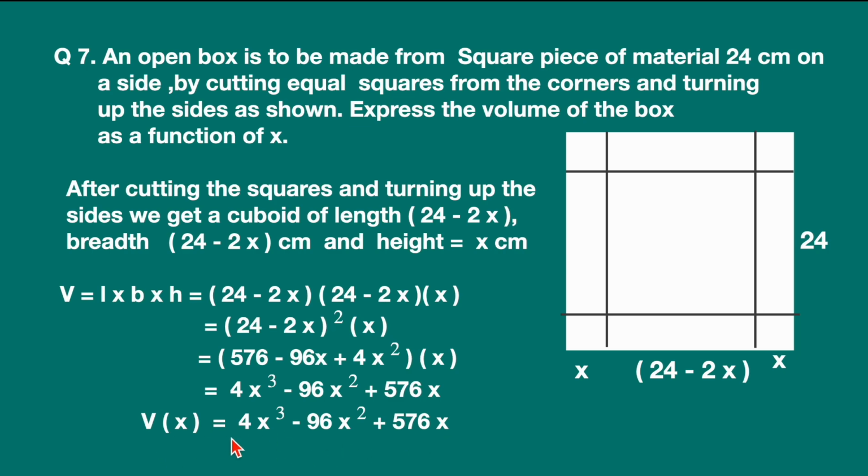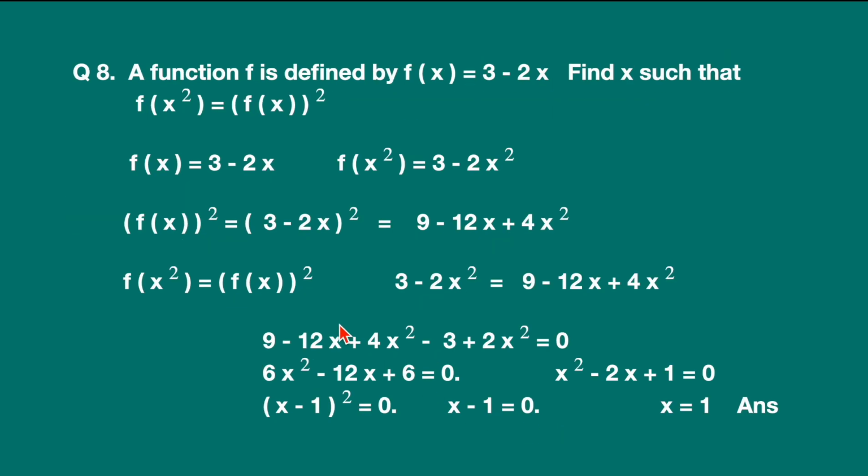Simplify: V(x) is equal to 4x cubed minus 96x squared plus 576x. Question 8. A function f is defined by f(x) is equal to 3 minus 2x. Find x such that f(x squared) is equal to (f(x)) the whole squared.